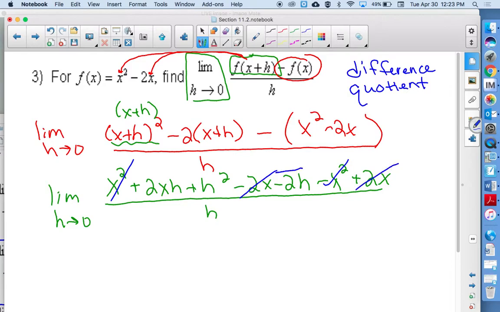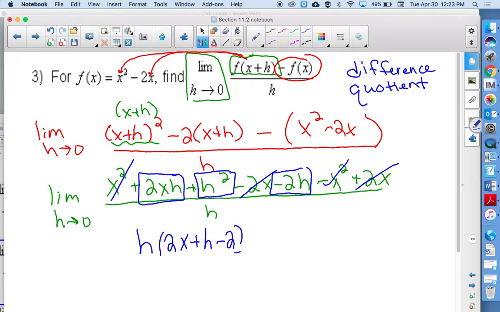And if you look at the 3 things that remain, David, what do they all have in common? They all have an h, so I'm going to pull that h out. 2x plus h minus 2. Can they cancel? Yeah, they can cancel. So the whole goal is for us to be able to plug a 0 in for h. Well, we can't plug a 0 in until we get that h to cancel. So because all the terms have an h in common, if you factor that h out, then that h in the denominator cancels.